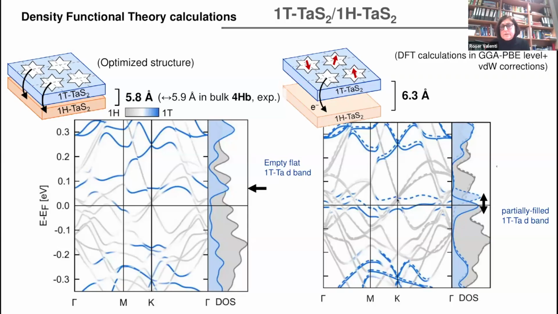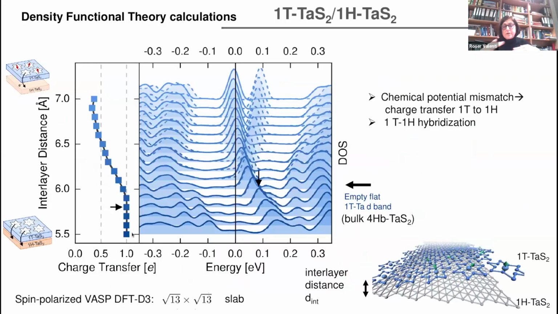And now what one can do is study as a function of distance between these two layers how the electronic structure changes. And there will be two effects that will play a role in whether we have charges being transferred to the 1H or not, which are, on the one hand, this difference of chemical potential, but on the other hand, the fact that at a certain distance, especially at small distances, we have an important hybridization between these two layers.